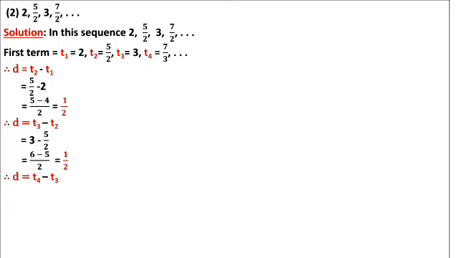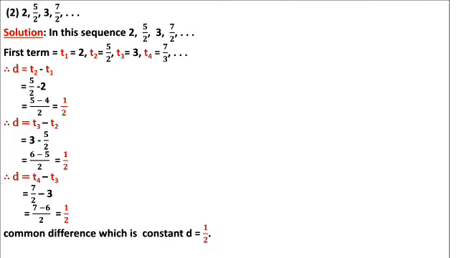Now again the third one, D equal to T4 minus T3. T4 is given 7 upon 2 minus T3, which is 3. Now 2 threes are 6. 7 minus 6 upon 2. So 7 minus 6 we get 1 upon 2. If you see in the sums, we got the common difference is 1 upon 2. The common difference which is constant, D, is 1 upon 2. Therefore the sequence is an AP.